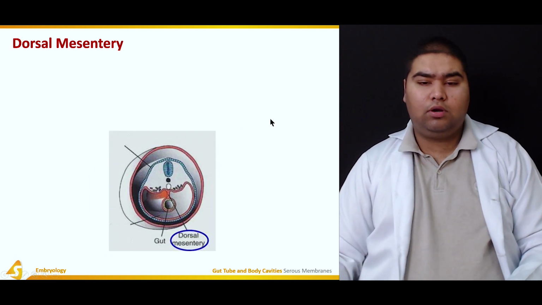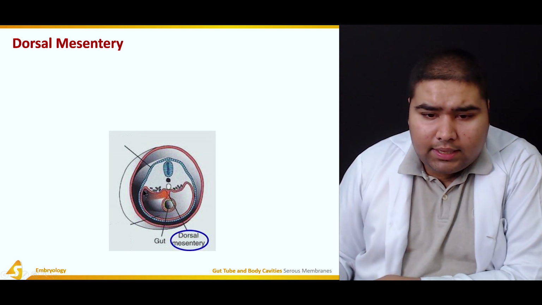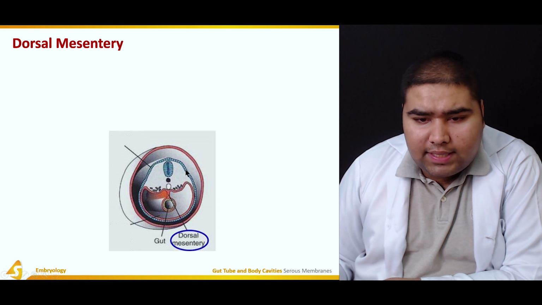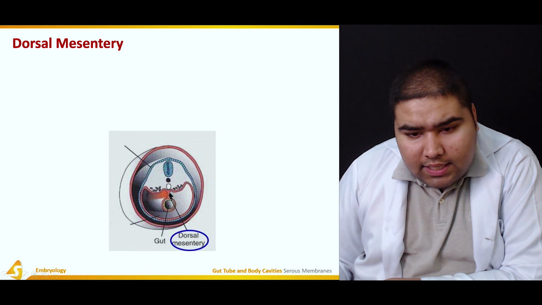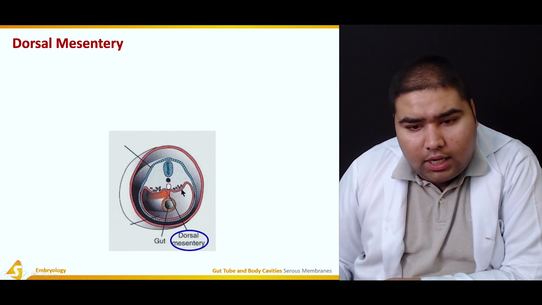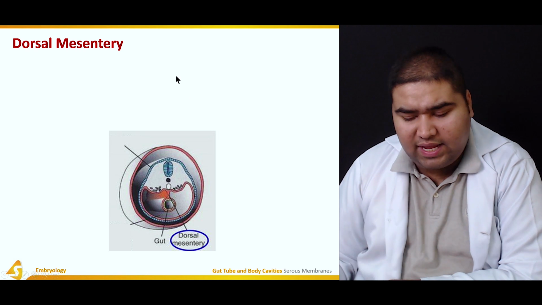So now let's talk about the dorsal mesentery. This in blue is the ectodermal layer. This is the gut. This is the dorsal mesentery. This was the region of mesoderm. These are the neural crest cells. This is the notochord. This is the primitive body cavity.